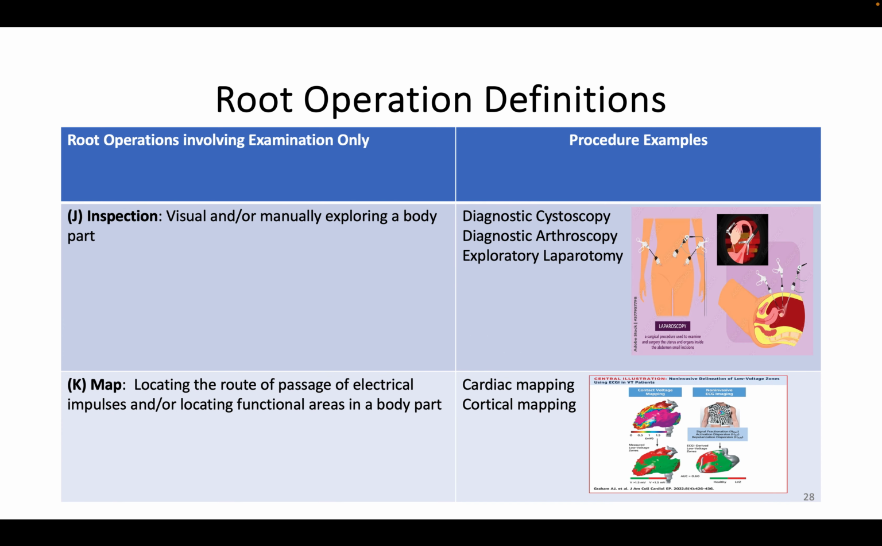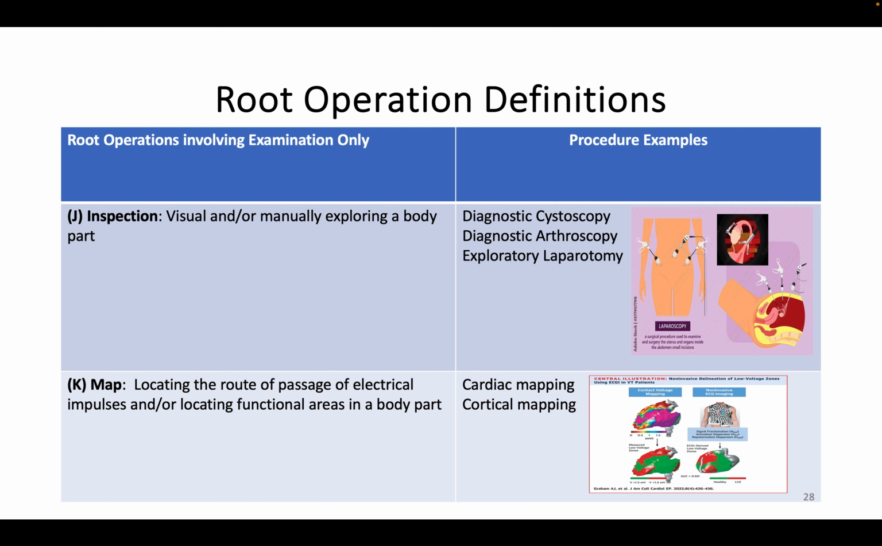Your next root operation involves examination only. This is inspection, which is represented by J. It's visual or manually exploring a body part. So here we're looking at a diagnostic cystoscopy, where we're just looking, and exploratory laparotomy. We're just visualizing, we're going in and we're looking. And you can see how they have the trocars that are going into the body so that they can get their instruments in there to look around, and a camera, and it's up on the screen.